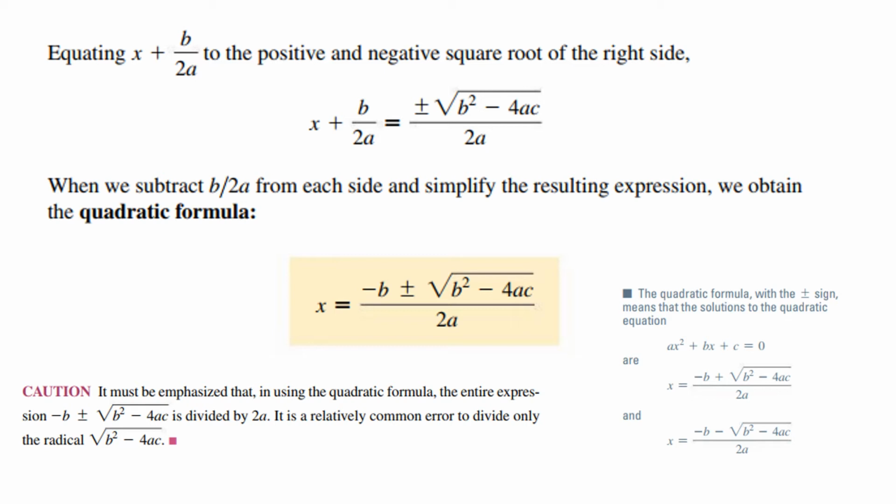Okay, so then we take the square root of both sides. You see that is the square root property, and we get this. Note that the plus or minus sign is here. And then we subtract b over 2a from both sides, and we get the quadratic formula. So x is equal to minus b plus or minus the square root of b squared minus 4ac all over 2a. It's important that you remember that this means there are two solutions, with a plus sign in the middle and a minus sign in the middle. Also remember that you have to divide the whole thing by 2a. It's a common mistake for people not to do that.